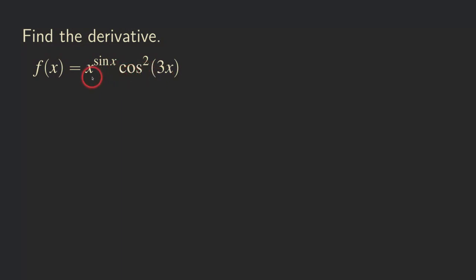And one thing that we should pay attention to is that there is the x raised to the sine x here. So that's the base has the variable, and then in the exponent there is also the variable. So in this case, we are going to use logarithmic differentiation to find the derivative of this function.